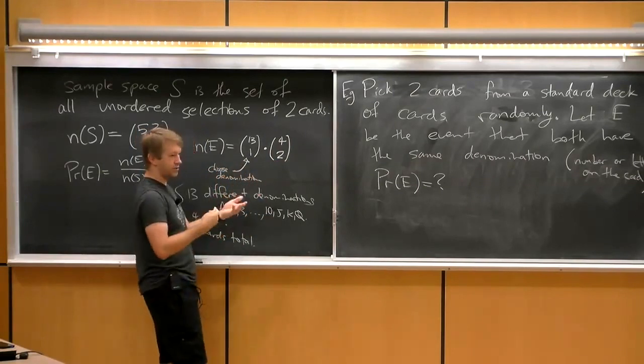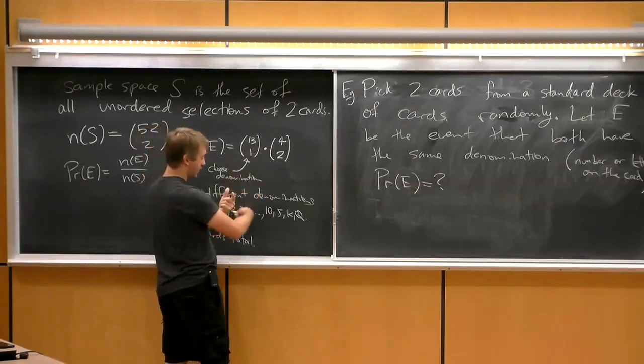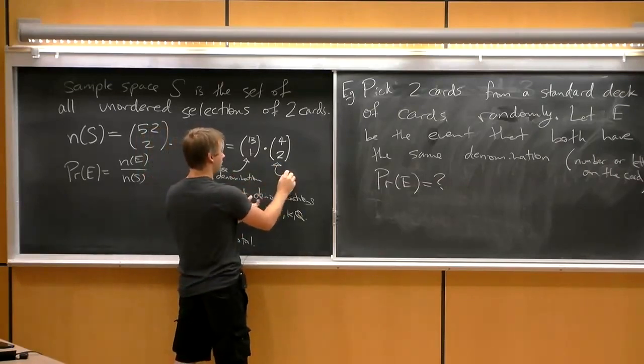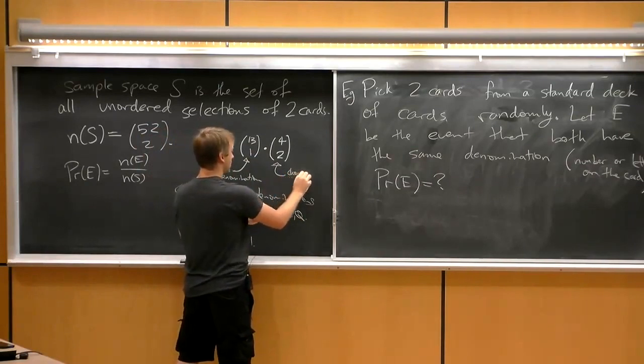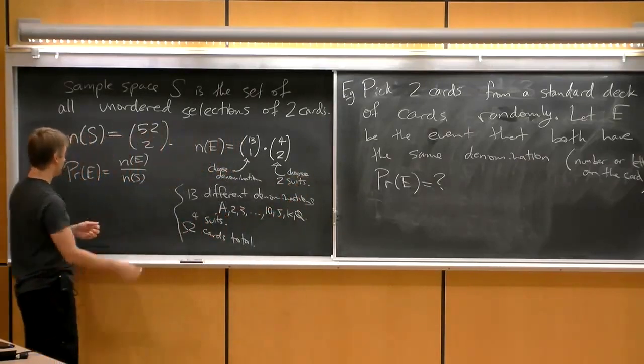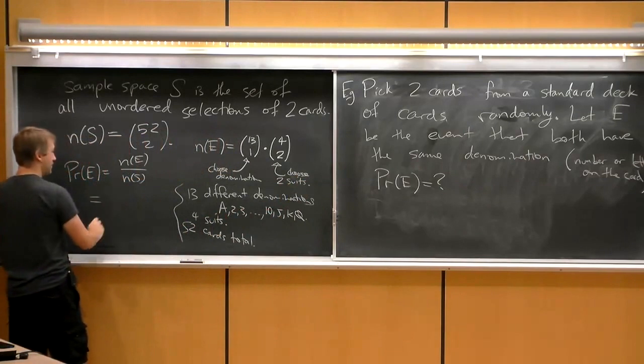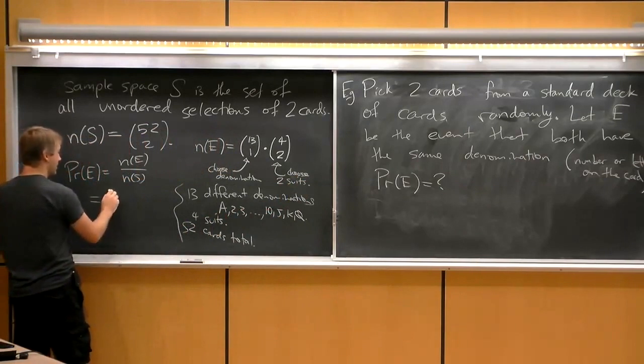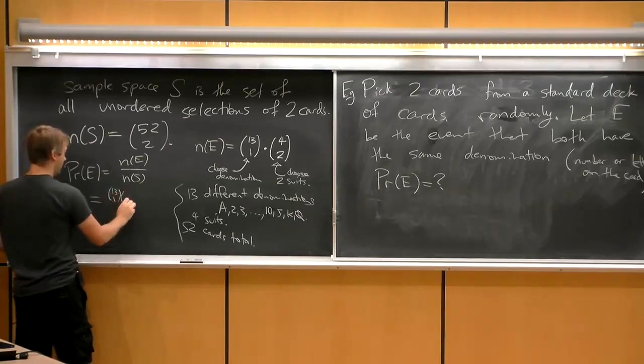So it's kind of a 2-step process. I first pick what the letter or number on the card is going to be, and then I choose 2 suits from that denomination. So at the end of the day, my answer is 13 choose 1, 4 choose 2, over 52 choose 2.